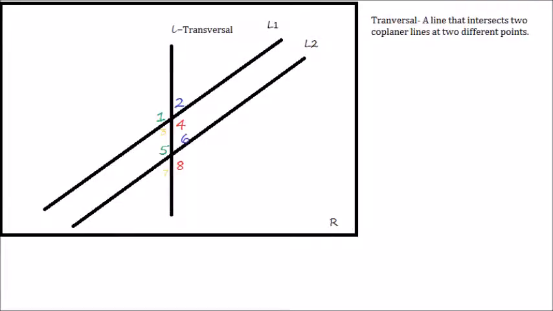A transversal line is a line that intersects two coplanar lines at two different points. For this example, I'm going to use parallel lines for later on.